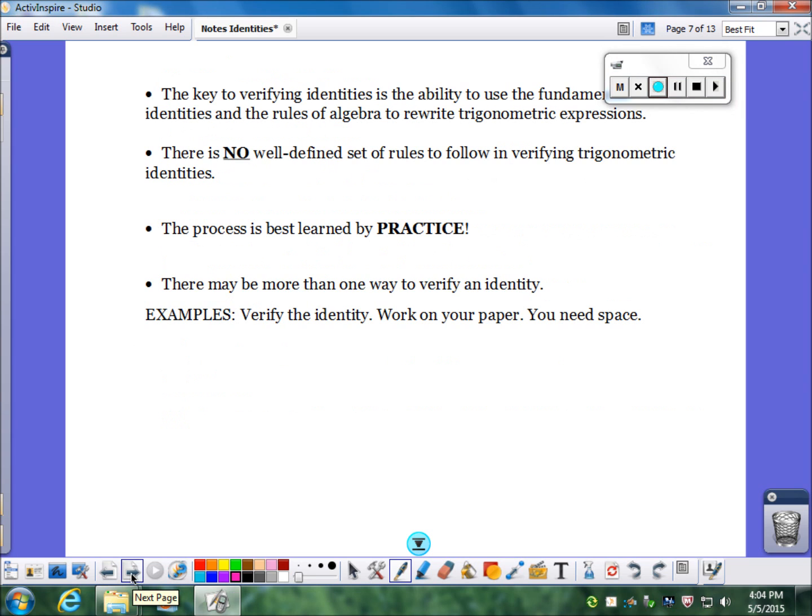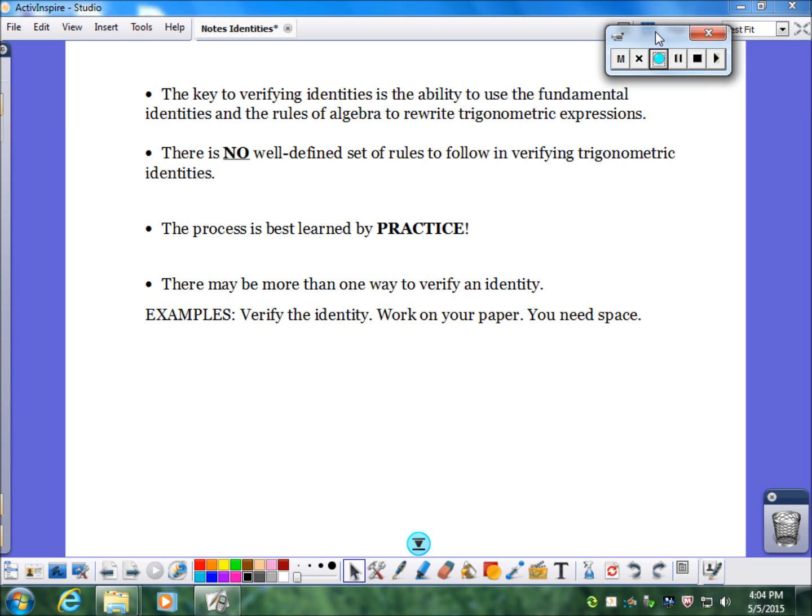The key to verifying identities is the ability to use the fundamental identities and the rules of algebra to rewrite trigonometric expressions. Like I said, the hardest part about this is going to be the algebra, recognizing how to use the algebra. There's no well-defined set of rules to follow in verifying trigonometric identities. The process is best learned by practice, and there may be more than one way to verify an identity.